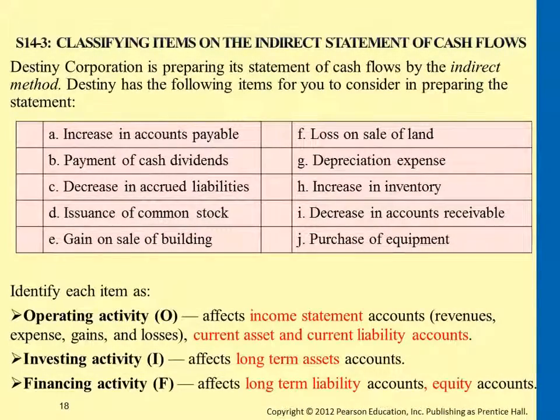Okay, let's do a very quick classification together. You see A through J, these different activities. If I were asking you to categorize these into operating, investing, financing, these three types, which one would you call A? A would be in operating activities because accounts payable is a short-term liability account, right? Okay, what about B?